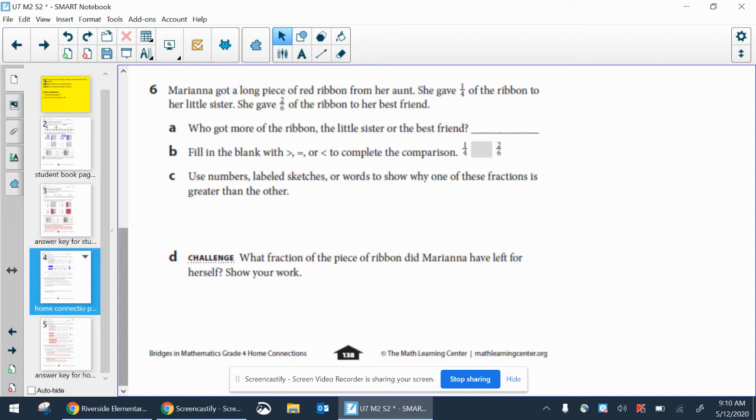And then we're comparing 1/4 to 2/6. Are they equivalent to each other? And which one is smaller and which one is larger? And then C is just asking us to somehow prove our work, show how we are getting to our answer. And there could be lots of different ways to do that. And those would be the different strategies that you would work through and try.